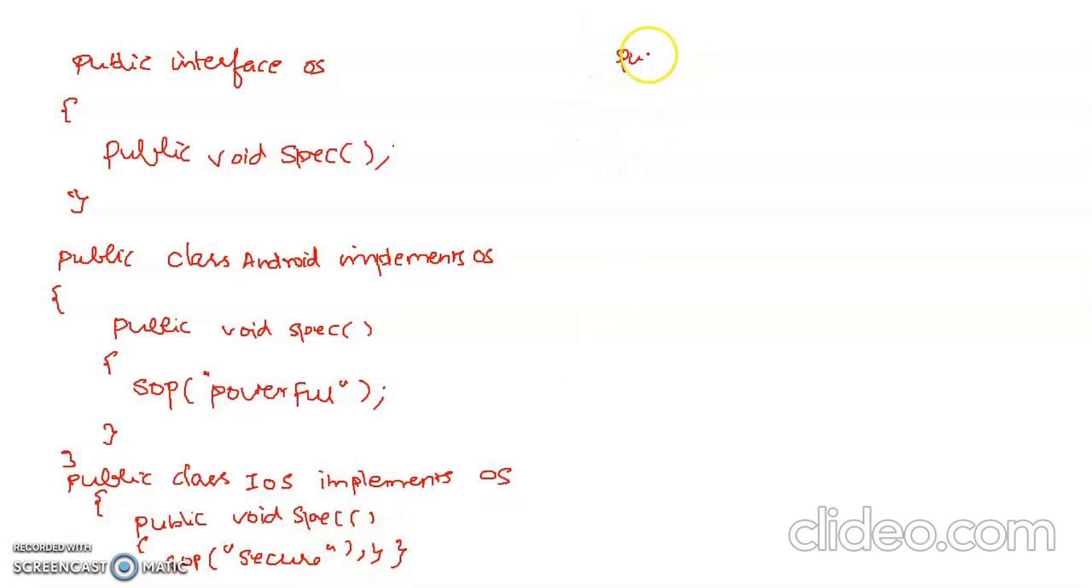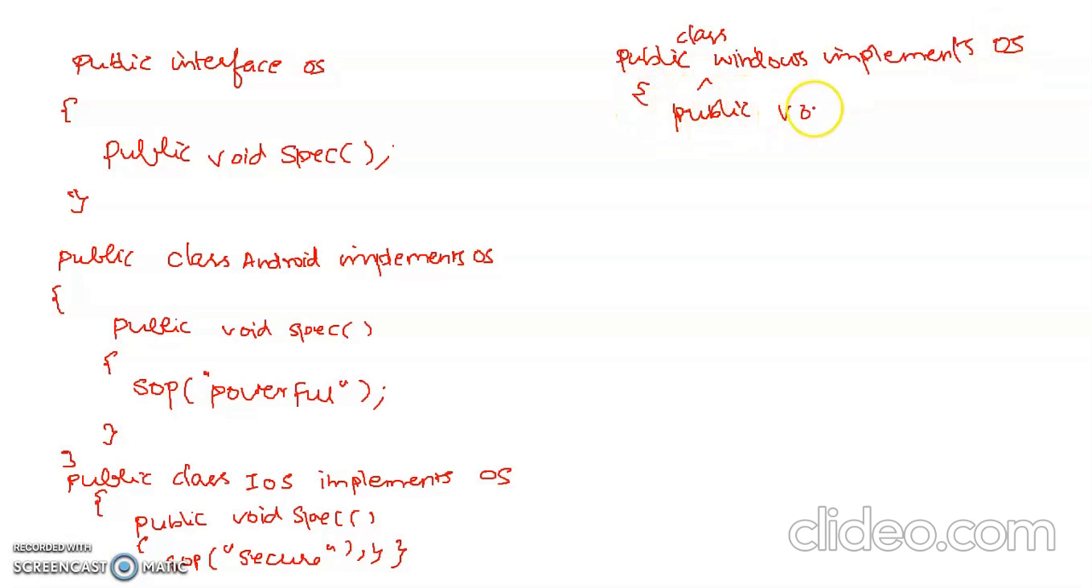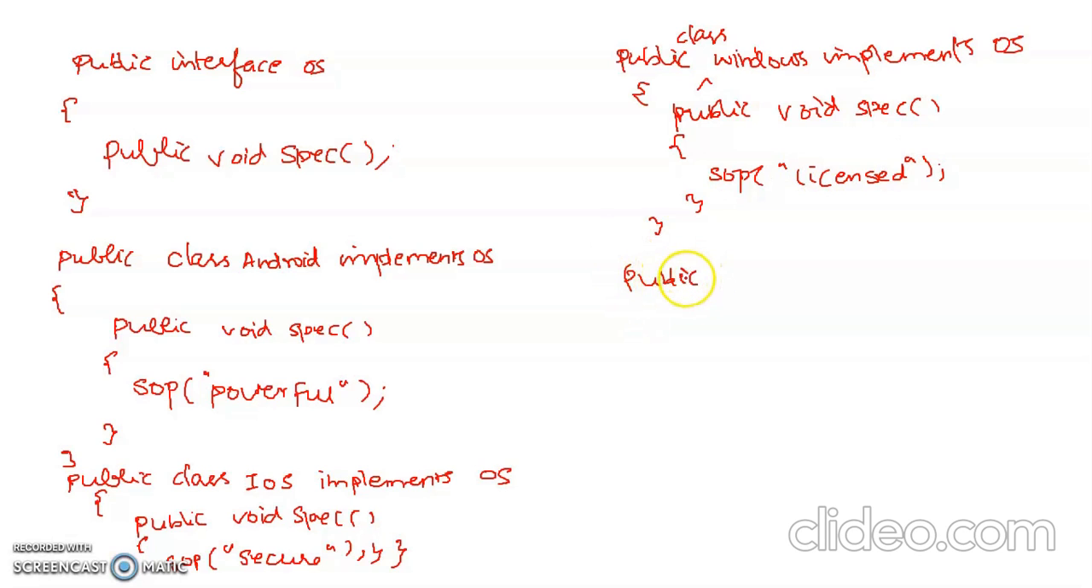And the last class, public class Windows implements OS, public void specification. Here we can write licensed. Okay, usually we will write it without the factory design pattern. I'm going to write the code without the factory design pattern.